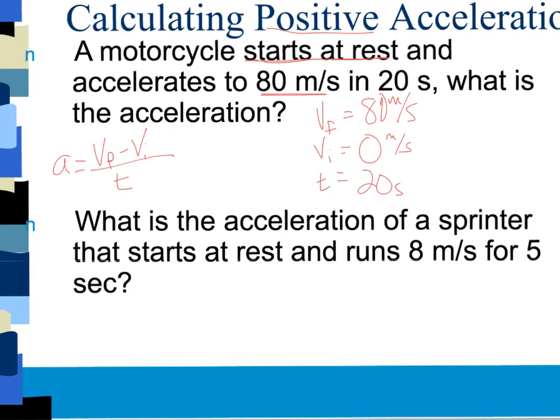So I'm going to take 80, my VF, and plug that into this formula. My VF minus my VI, so 80 minus 0, divided by 20.